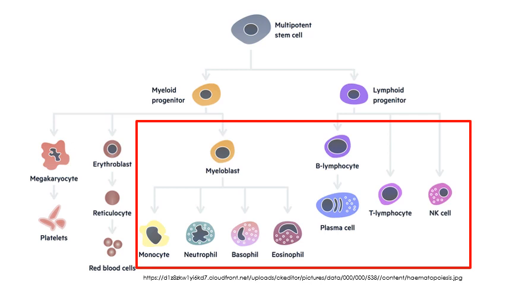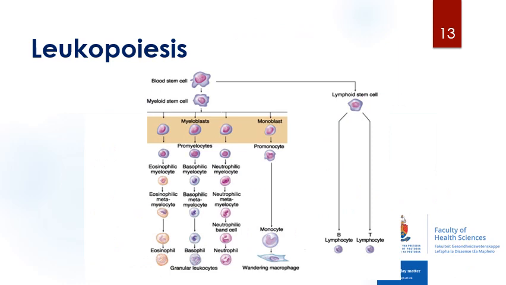So let's take a closer look at the formation of your white blood cells. And this process is known as leukopoiesis. So you will learn about the different functions of your leukocytes in your lectures on immunology. But in this lecture we will briefly touch on the formation of the different types of leukocytes.